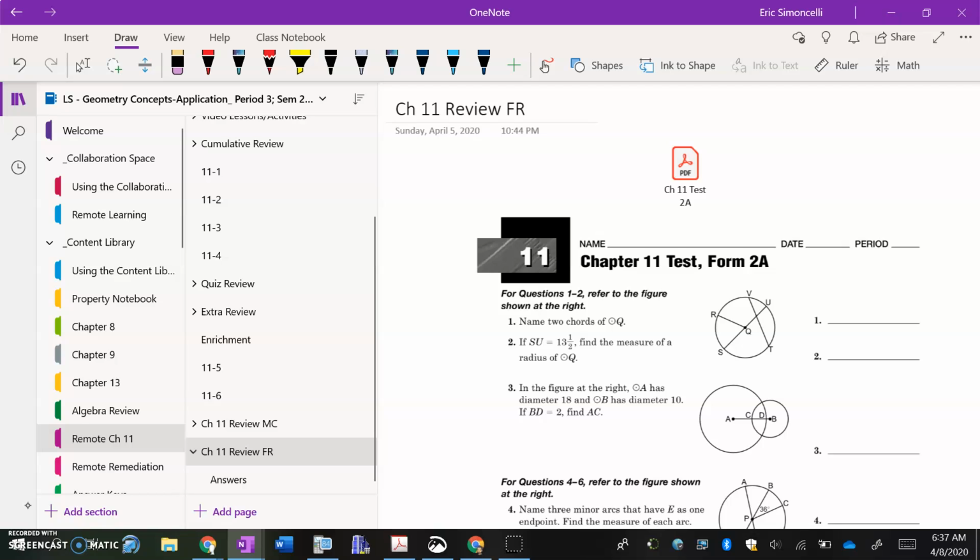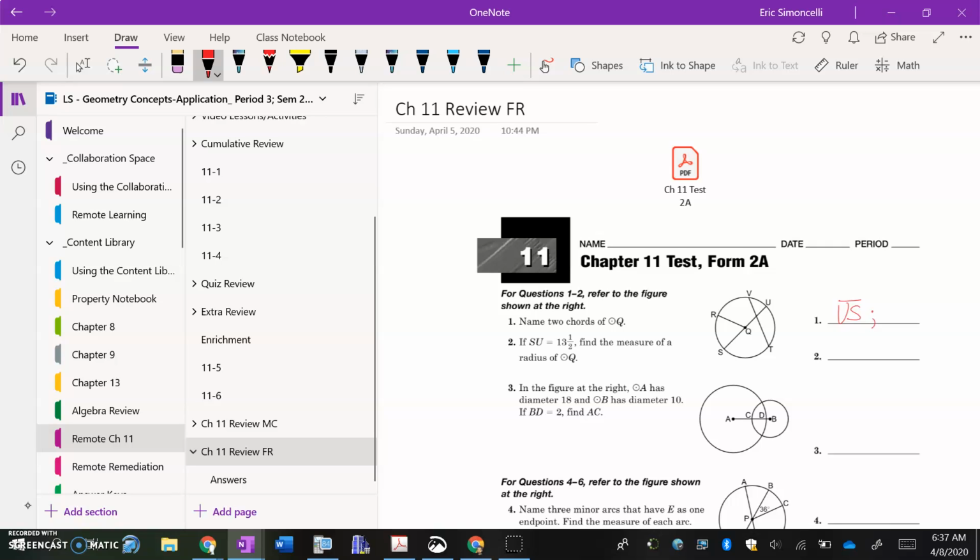So we're going to jump in. Question 1 says name two chords of circle Q. So if you look at the picture, you've got circle Q. Now remember, a chord is a segment whose endpoints are on the circle. So for our purposes here, clearly US is one answer, and you can flip the letters to be SU.